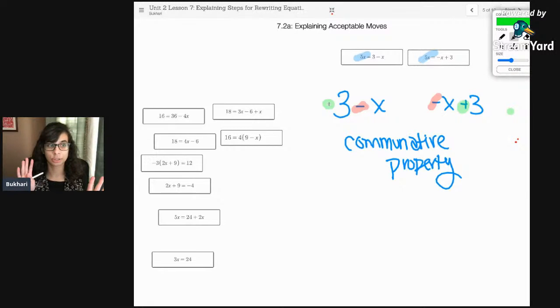Think back to what you learned in elementary school. 2 plus 3 is the same thing as writing 3 plus 2, right? Nothing's switching, nothing's happening. You're just switching the order of the numbers. And so that's our commutative property.